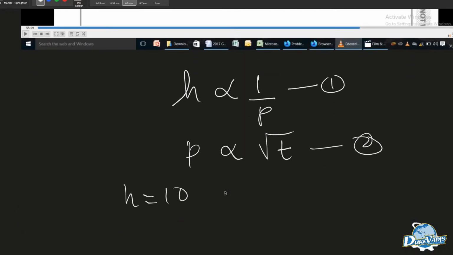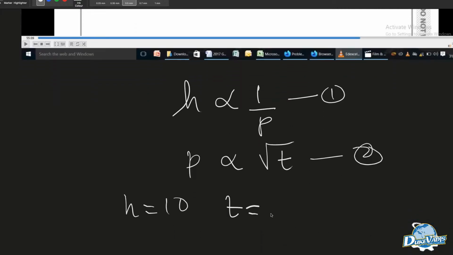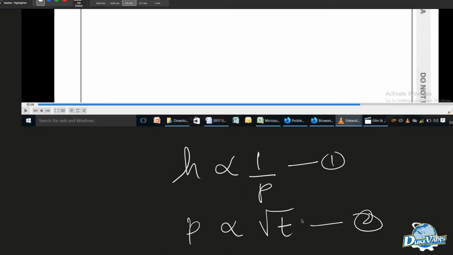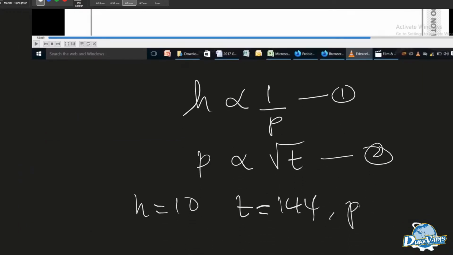T is 144 and p is 6. Okay, so from the two equations that we have, we need to remove the proportionality sign. If we start from the h, the first one, from 1, we can say that h is equal to k over p.